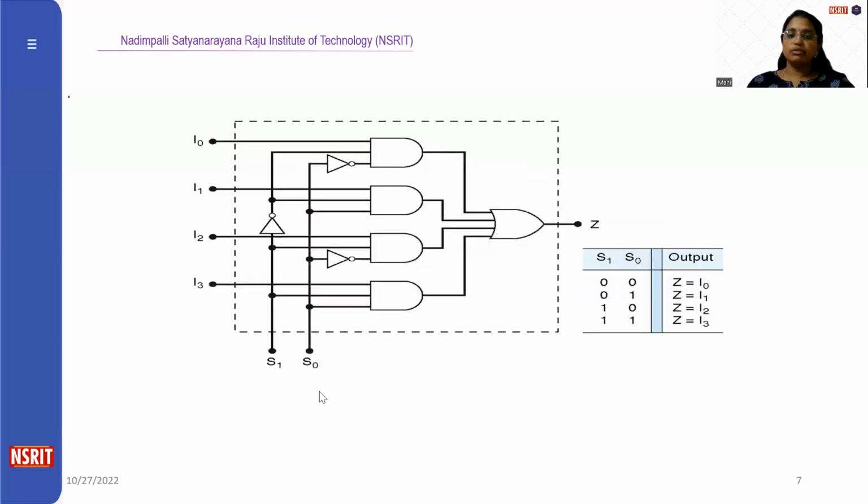So let us consider a 4 cross 1 mux. A 4 cross 1 mux has selection lines.